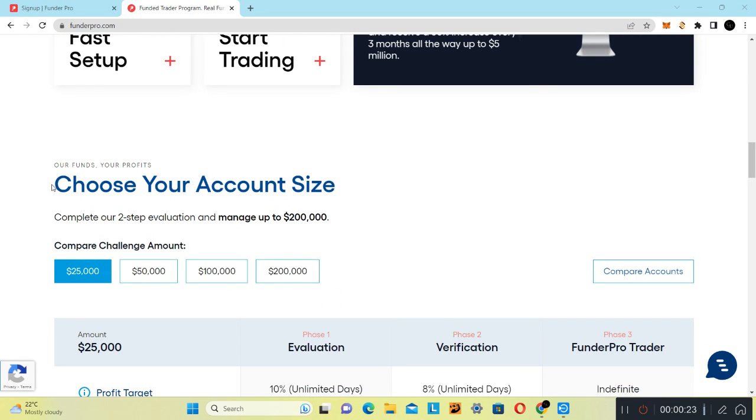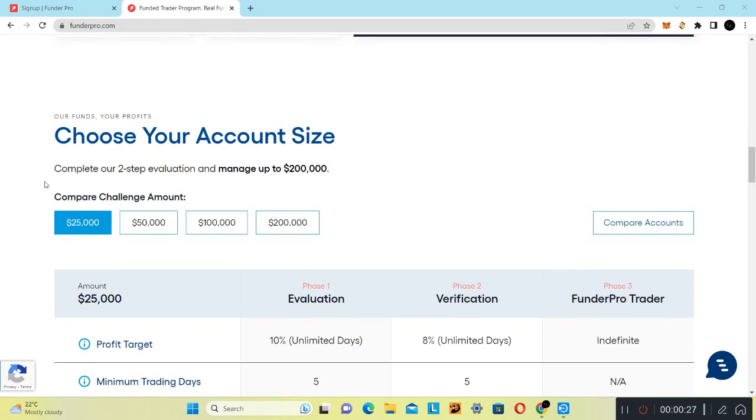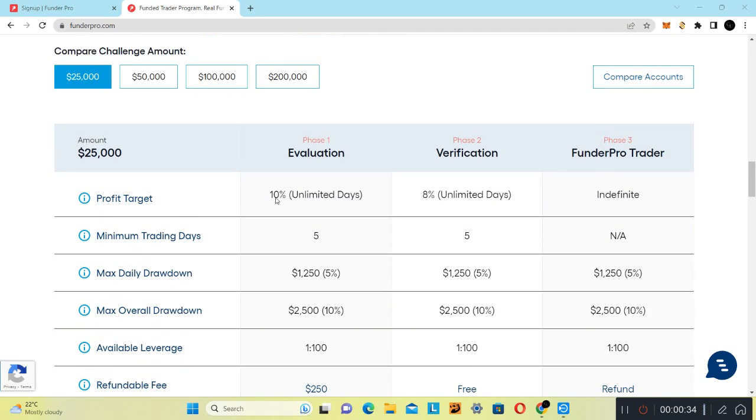Basically, you'll have the chance to choose the account size as you want. For example, if you don't have as much funds, you can choose the first package, that is for $25,000. Here you can see profit target 10% unlimited days, 8% unlimited days, and for the phase 3 FunderPro trader, indefinite, and minimum trading days 5 and not available.